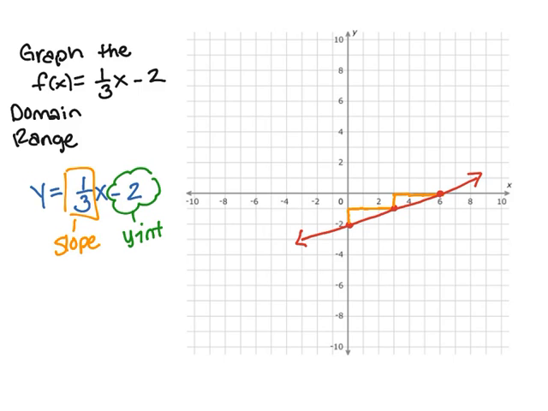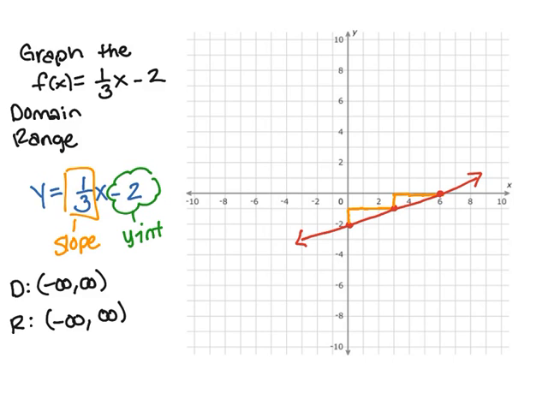Domain is going to be all real numbers. It's a line. It's going to eventually, it is already on the left side of the x-axis as well as the right side of the x-axis. So all numbers would be included in our domain, and our range would also be all real numbers from negative infinity to positive infinity, because you have positive y's that are in your problem as well as negative y's. So keep that in mind.